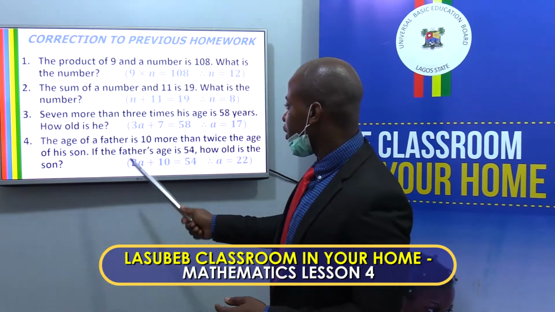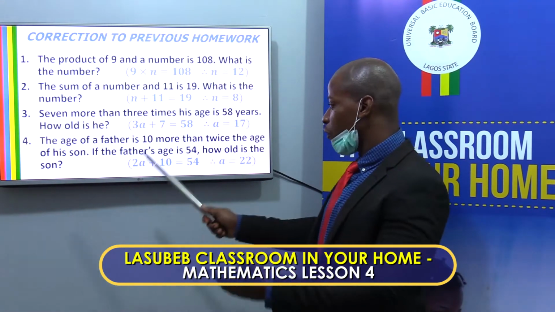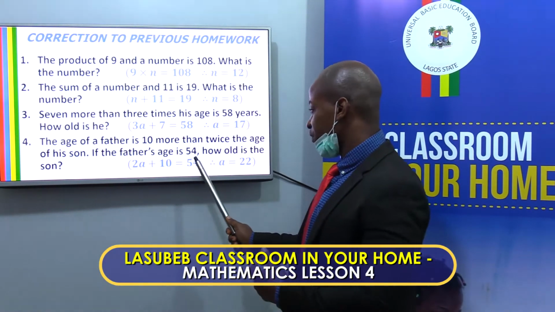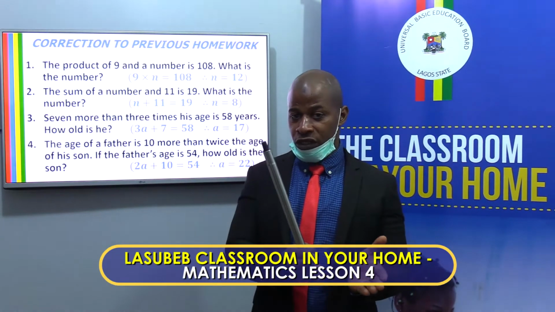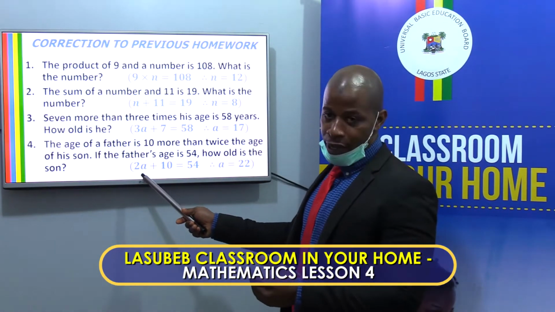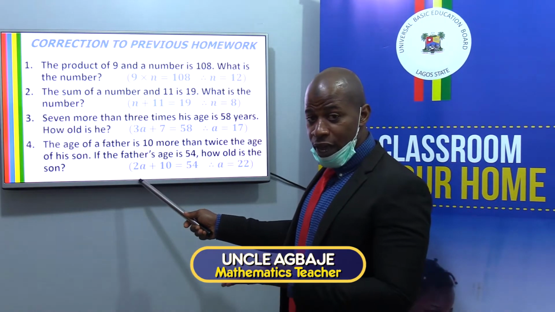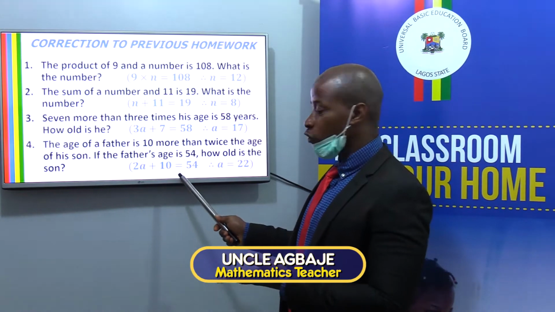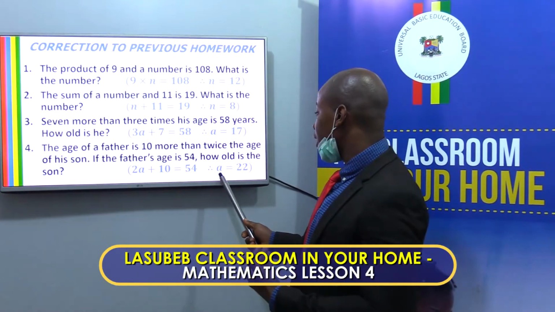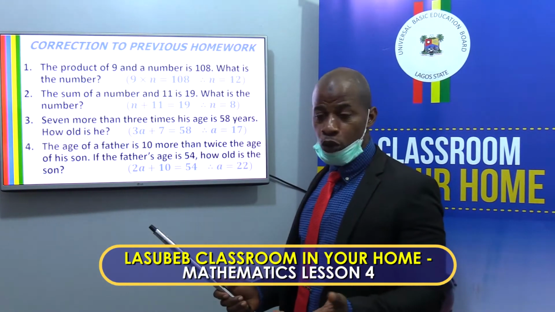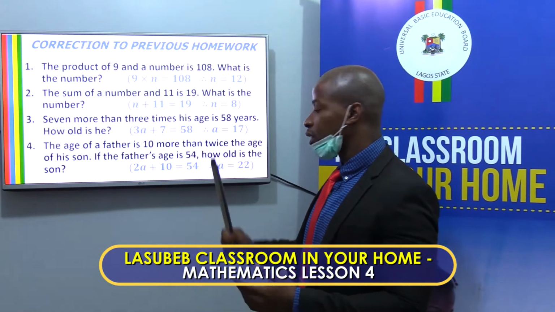The last question says, the age of a father is 10 more than twice the age of his son. Now, if the age of the father is 54, how old is the son? Now, we need to know twice the age of the son. In this case, that is 2a. Now, 10 more than twice is 10 more than 2a. That is 2a plus 10 gives us 54. If we solve using the normal way that we have been taught in our previous lessons, we'll get that a is 22. But just to be sure, 2 times 22 is 44. 44 plus 10 is 54.